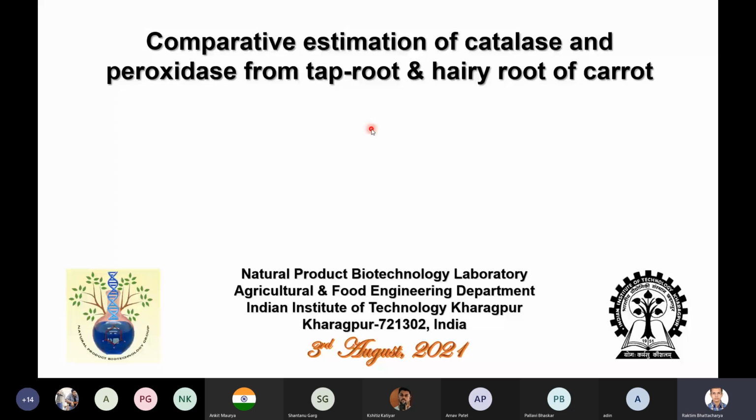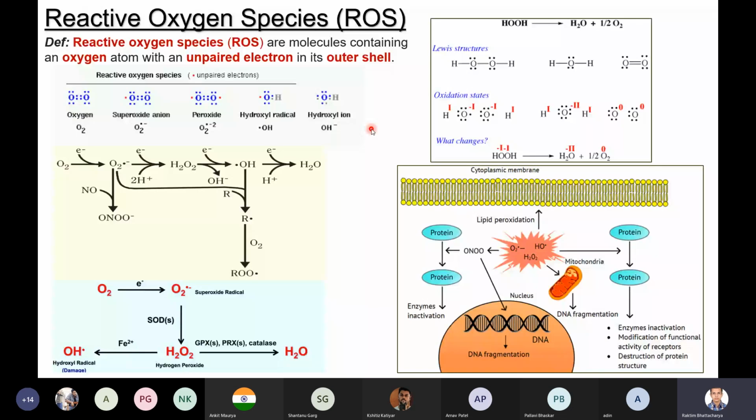Now, every living species, not only plants, but humans, all other animals, bacteria, fungi, everywhere, there is a particular chemical group called reactive oxygen species, or commonly known as ROS. These ROS are molecules containing a free oxygen atom, or you can say an oxygen atom with an unpaired electron in its outer shell. Why are they very important? These molecules are very important because they are extremely reactive.